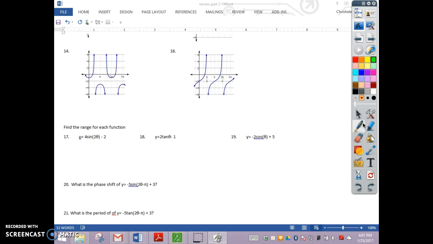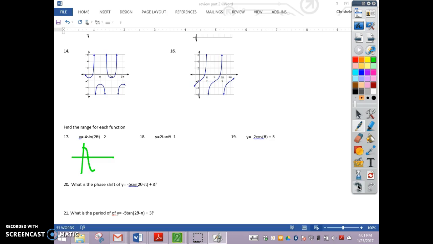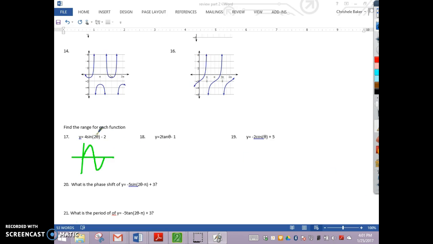Okay, next we're going to find the range, and we are going to look at our graphs, and we're just going to do a quick little sketch here. So for 4 sine, I know that I go up to 4, down to negative, oh, that's cosine. Up to 4, down to negative 4. Now this 2 right here changes my period to pi, but that really doesn't matter for range, because range means how high and how low does my graph go.